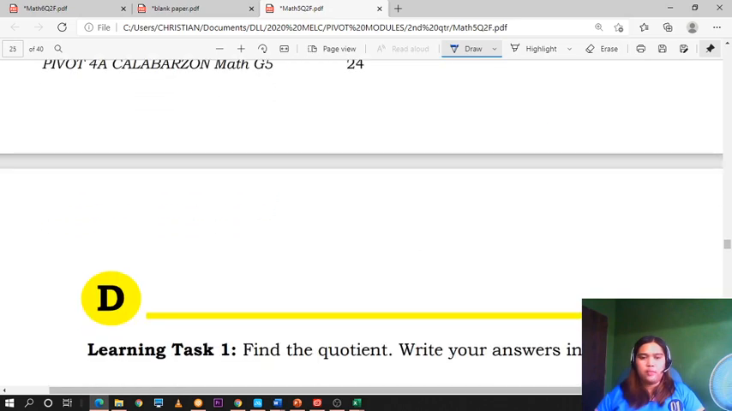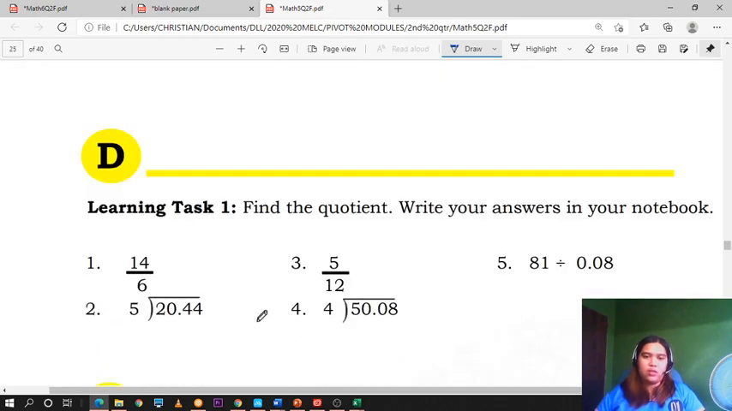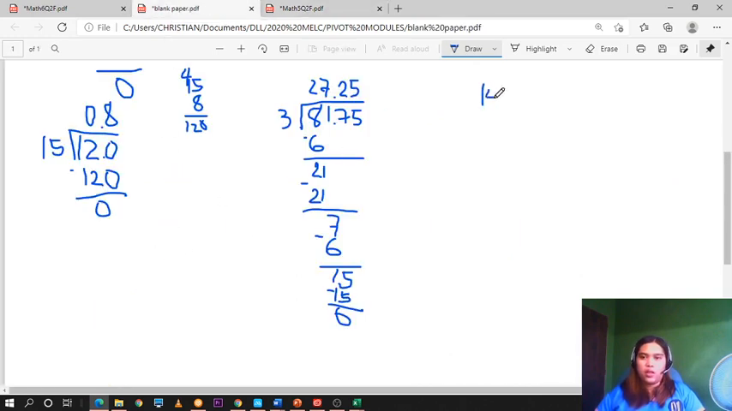So, next natin, for learning task 1, ang gagawin niyo is to find the quotient. So, dito, kung mapapansin niyo, fraction siya. And, lagi natin tatandaan, pag fraction siya, itong numerator, siya yung ating dividend, and yung 6, yung denominator is yung ating divisor. Okay? So, kung dito sa number 1, magiging 14 divided by 6. So, 14 divided by 6, ito ay 2. 2 times 6 is 12. And 14 minus 12 is 2.